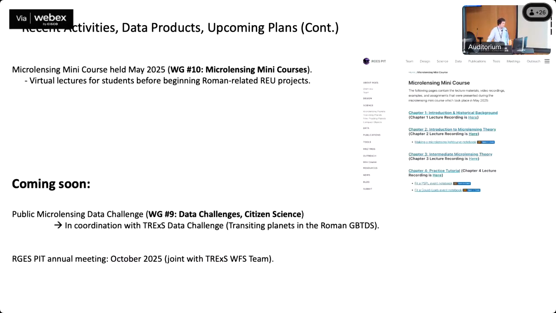A few things coming soon. We have plans right now to perform a microlensing data challenge. That's Working Group 9. Some of the details are still being worked out, but it'll likely be in coordination with the T-REX's data challenge. This is the transiting exoplanets in the GBTDS. It's a separate funded WFS team, but there are, of course, similarities. We'll both be utilizing the GBTDS data. So later this year, we expect these data challenges, potentially hosted on the Research Nexus, to be run either in parallel or jointly, with some fun prizes for data challenge winners.